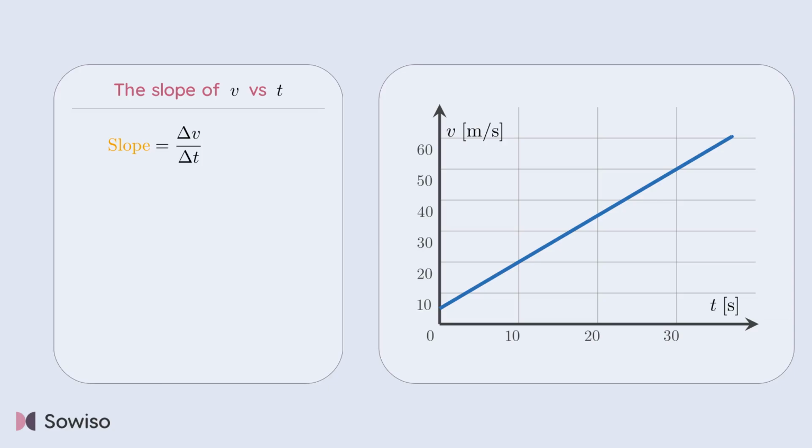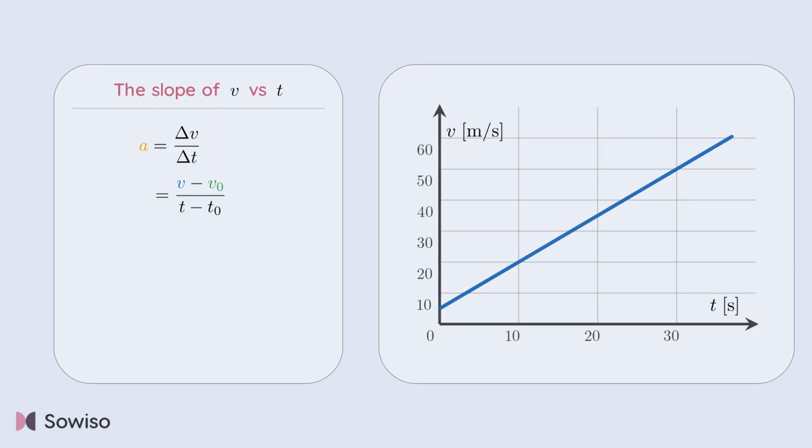The slope of a v versus t graph is defined as the change in v divided by the change in t. In other words, the slope is the acceleration a. Remember that in calculating the change delta, we always use final value minus initial value.